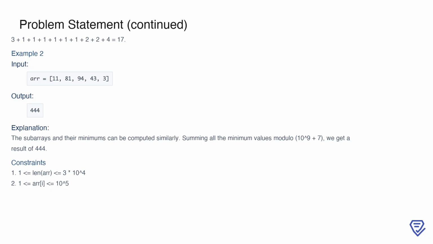Looking at another example, if the array is 11, 81, 94, 43, 3, the process is similar. We calculate the minimums for all subarrays, sum them together, and take the result modulo 10 to the power of 9 plus 7. After performing these computations, the final result comes out to 444.